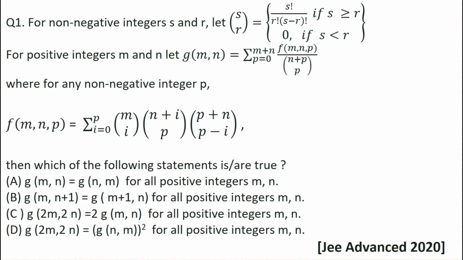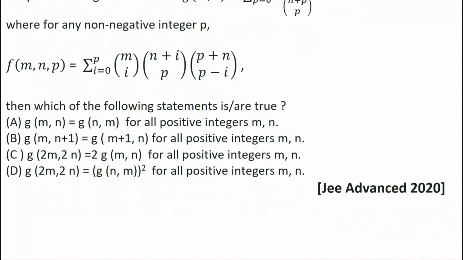It starts with the definition of the binomial coefficient, and then defines a function g of m, n as shown, which is the sum over p equal to 0 to m plus n of f of m, n, p divided by n plus p C p. Now f of m, n, p is again a summation: i goes from 0 to p of the product of three binomial coefficients, m C i, n plus i C p, and p plus n C p minus i. Then which of the following statements are true? That means it may have more than one correct option.